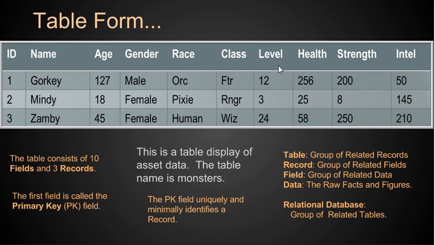These are things you would like to know about your monsters. A field is a group of related data. Like, for example, in this field, all the data here has to do with their names. All the data here has to do with their gender. All the data here is a whole number. It has to do with their age, and so on. A relational database, for those that are interested, is a group of related tables.